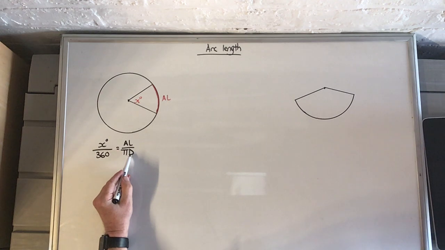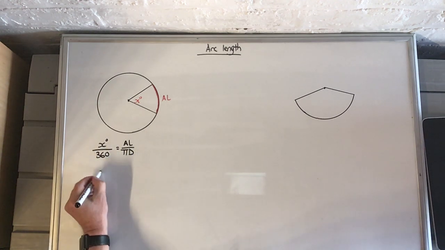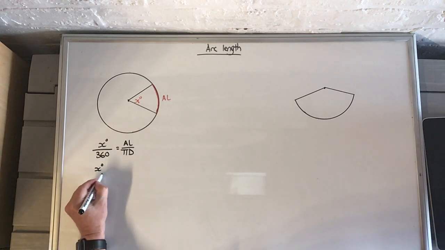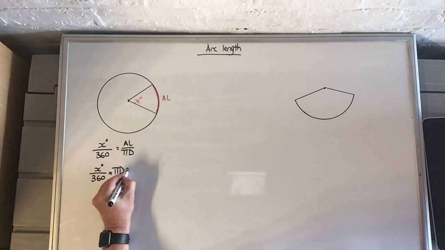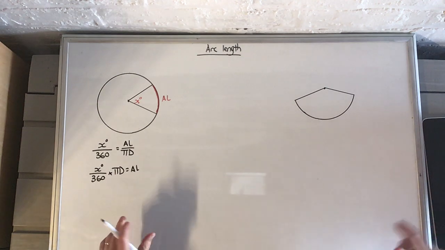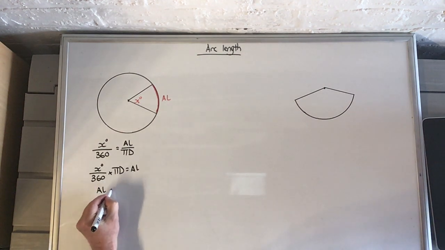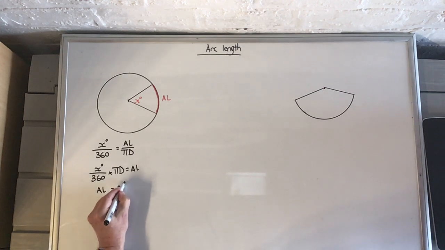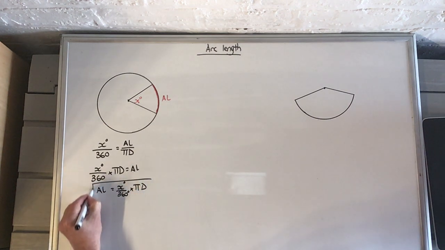So the best way to do it is multiply both sides by pi d. So x over 360 times pi d is equal to AL. Then simply swap all that over. If we swap that over, we get AL is equal to x over 360 times pi d. And that's a formula that you need to know.